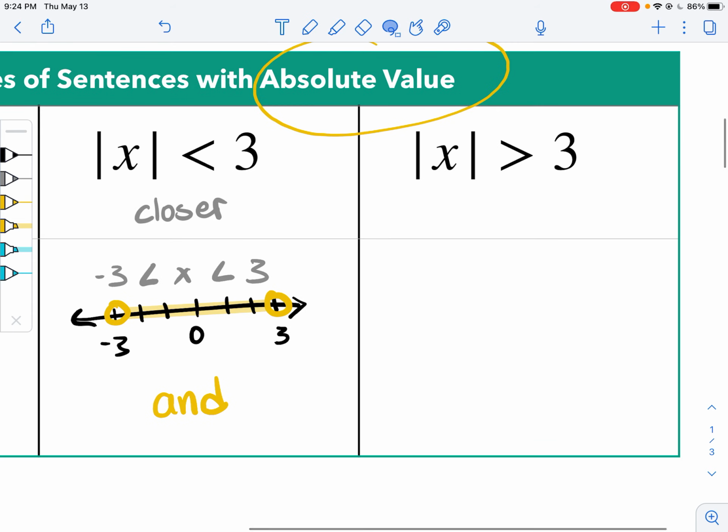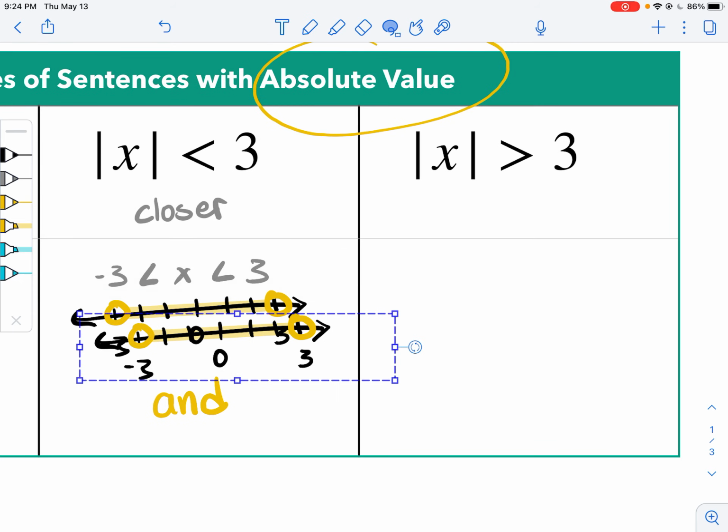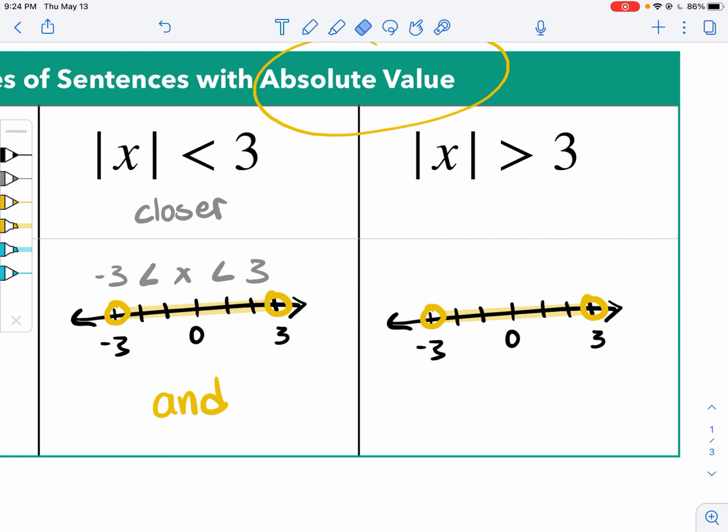But what if the absolute value is greater than 3? That means their distance is not less than 3. It's more than 3 away. So it's these guys and it's these guys. That means it's farther away from 0. This is going to be an OR statement. So either x is less than -3 or x is greater than +3.